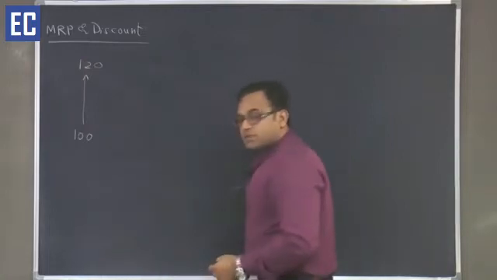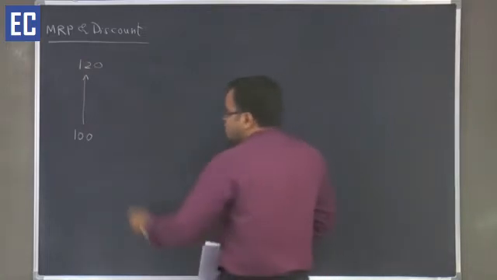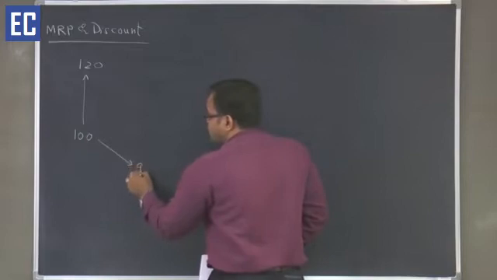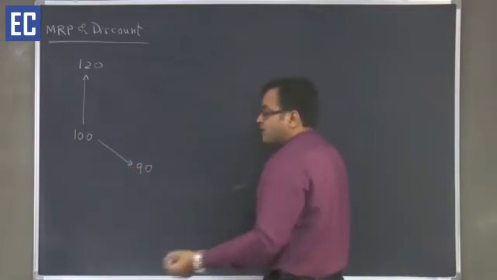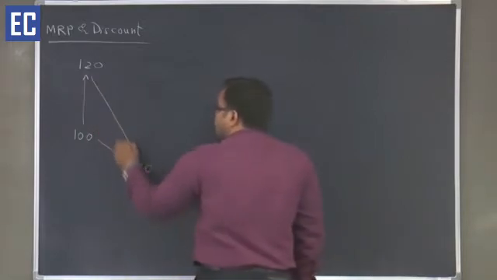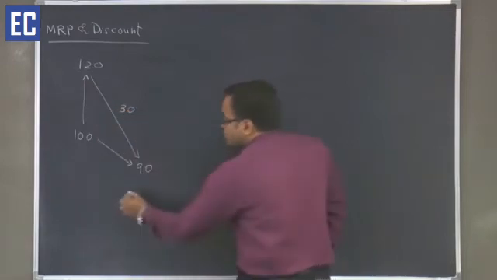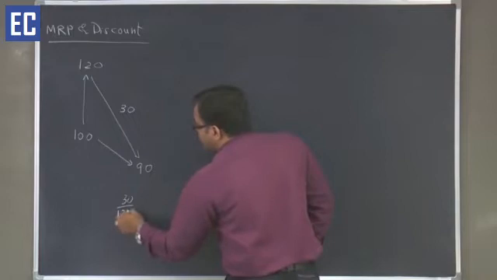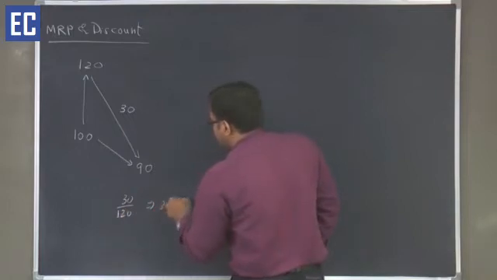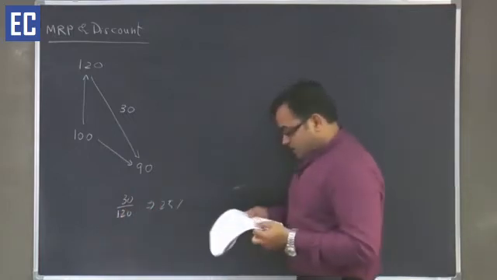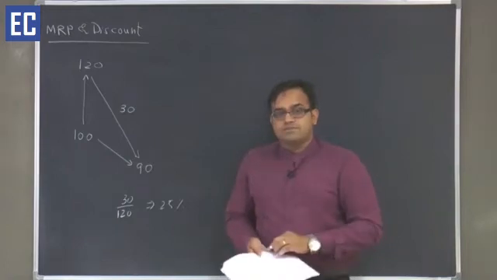If a loss of 10% is incurred on selling it, that means that from 100 I am coming down to 90. So from 120 to 90, the discount is 30 rupees. 30 rupees on a base of 120 is equal to 25%. So 25% is the discount offered on the item.